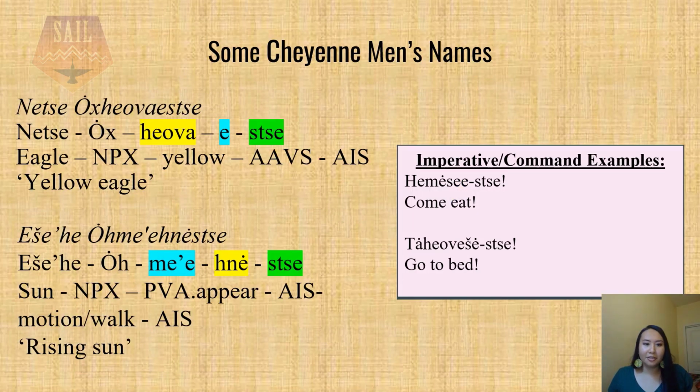Just zooming in on the men's names here, the STSE or st suffix that appears at the end is also commonly found on imperatives or commands that are directed towards one person, singular. The examples in the pink box, hemses and taiwishts, show the same STSE suffix. I don't know if that's an actual correlation between these types of verb phrases or if it's just a coincidence. I just thought I'd throw that out there in this discussion about verbs.